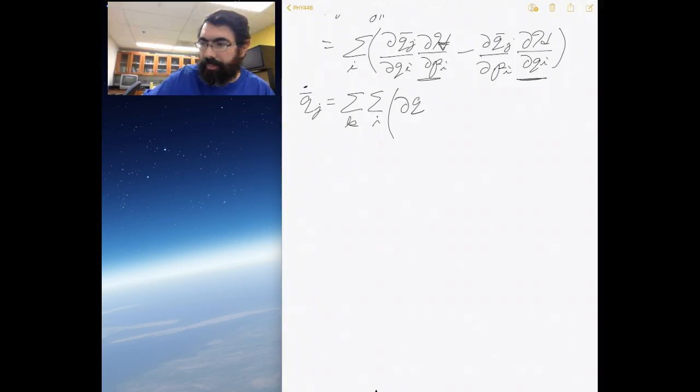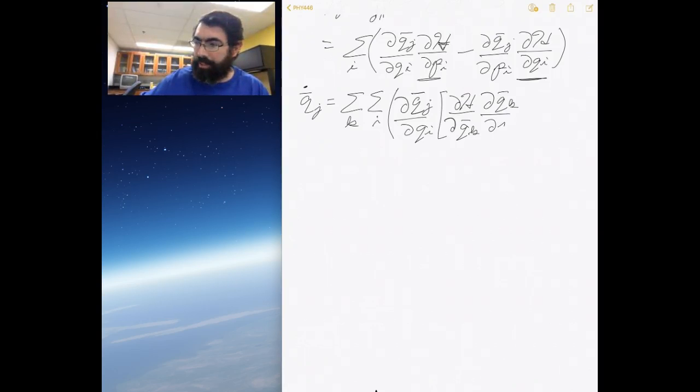So I've got dq bar dqi, and then we plug in the results from above, and I get the derivative of the Hamiltonian with respect to q bar sub k times the derivative of q bar sub k with respect to the momentum, plus the derivative of the Hamiltonian with respect to the momentum barred, and then the derivative of the momentum barred with respect to the momentum in the unbarred system.